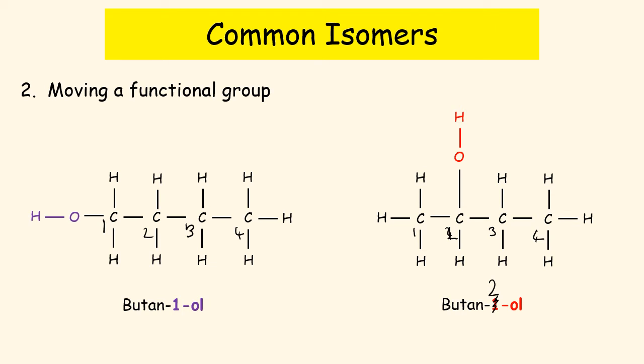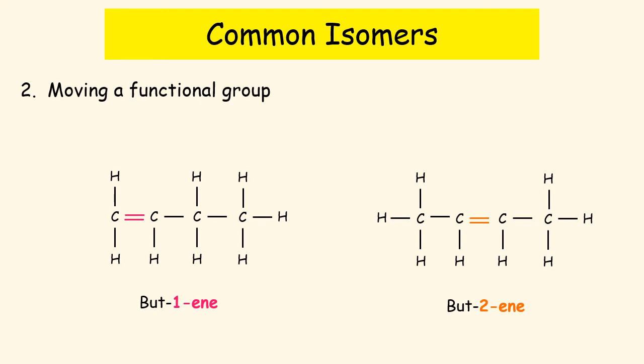The same thing happens for alkenes. So remember, you always have to write the lowest number carbon that is part of the double bond. So again, 1, 2, 3, 4. The lowest number carbon for this chain that's part of the double bond is carbon number 1, so that is but-1-ene. And here, for the one on the right, simply moving the double bond across, the lowest number carbon that has a double bond on it is 2. So but-1-ene and but-2-ene are isomers of one another.